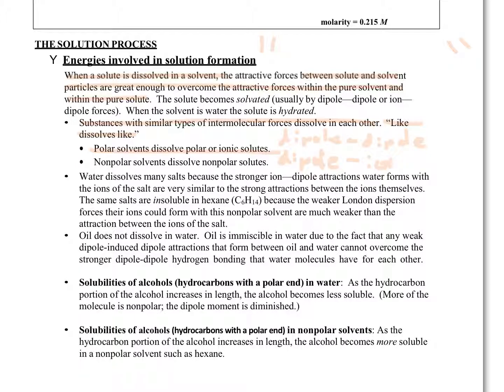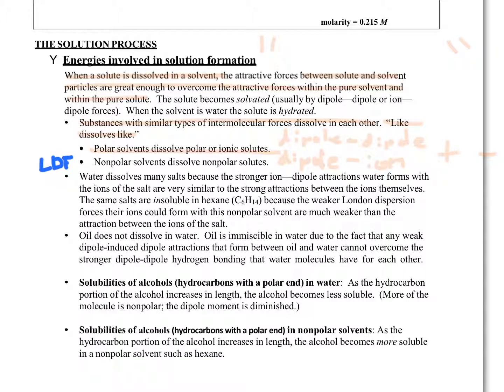It depends on what your solute and your solvent are. But all of this has to do with attractions between positives and negatives. Whereas nonpolar solvents dissolve nonpolar solutes because of London dispersion forces. If they both only have London dispersion forces, then they will both be attracted to one another. But something that's polar is going to be much more attracted to something that's polar like itself than it's going to be attracted to something that only has London dispersion forces. Okay, so like dissolves like.